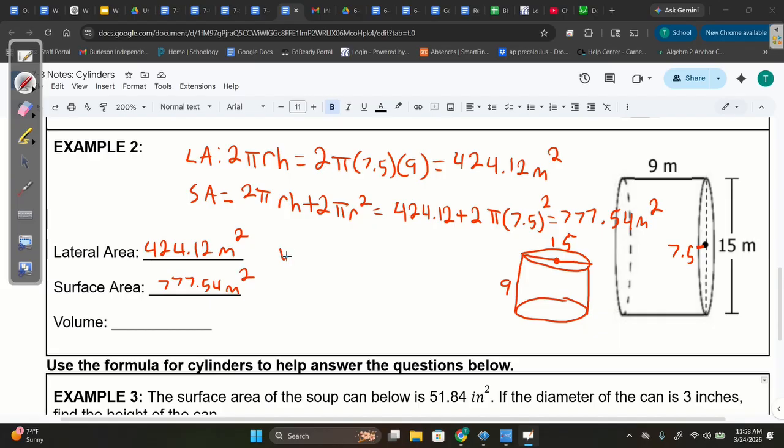Last but not least, volume is pi r squared times the height. When I plug it in, again, my radius is 7.5, and my height is 9. Now, something I've noticed a mistake today is people keep leaving off this square here. Make sure you include that, because that is important. When we plug that in, we get 1,590.43 meters cubed, because we are now in 3 dimensions. Volume is 3-dimensional, so we get the 3 there instead of a 2.